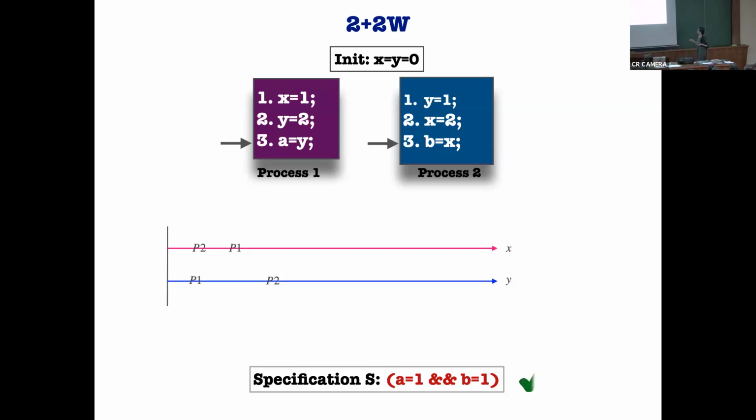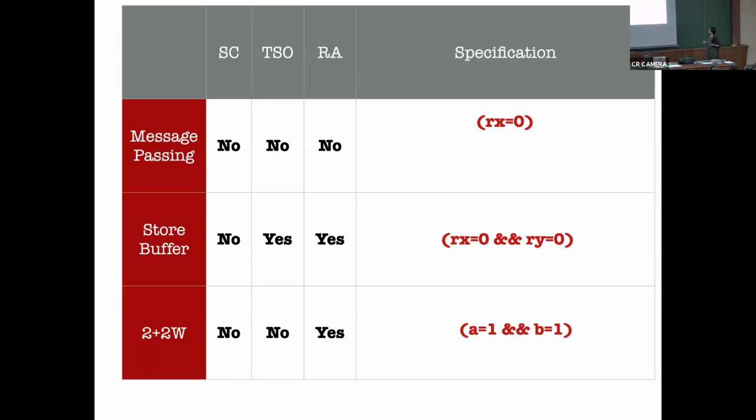Okay, I think I will have to go a bit faster now. So this is just a table summarizing the 3 examples we have seen. This table tells you that RA allows the most behaviors, followed by TSO, followed by sequential consistency.